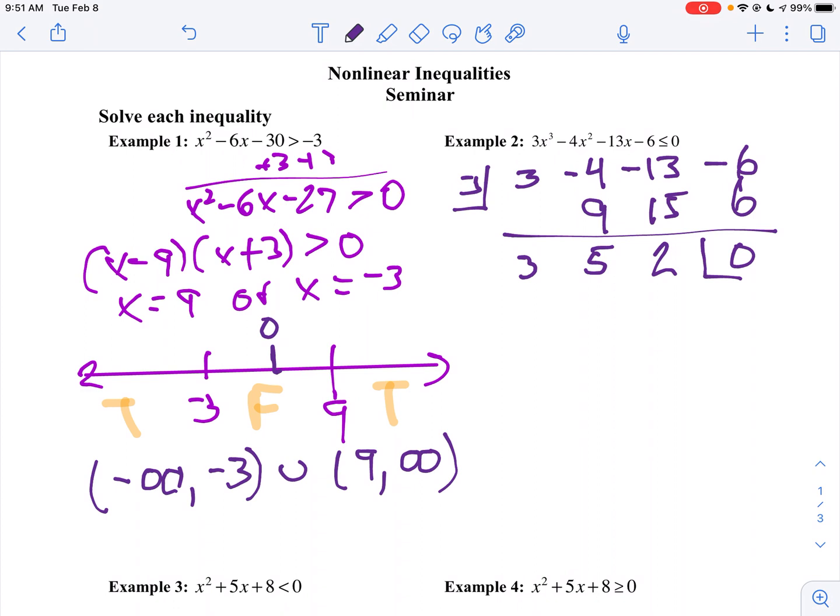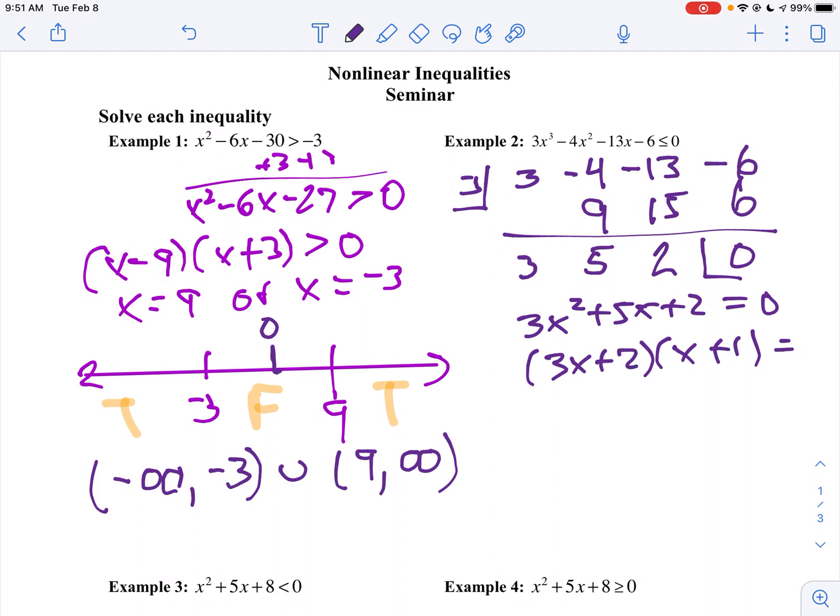So now I've got this quadratic, 3x squared plus 5x plus 2. So now it equals 0, although it's an inequality, I treat the zeros like it's an equation. So then I can factor that, so I'll get 3x and x, and I'll go plus 2 and plus 1. Does that work? Let me see. Yes, it does work. 3x and 2x gives me 5x. So in other words, my zeros are at negative 2/3 and negative 1.